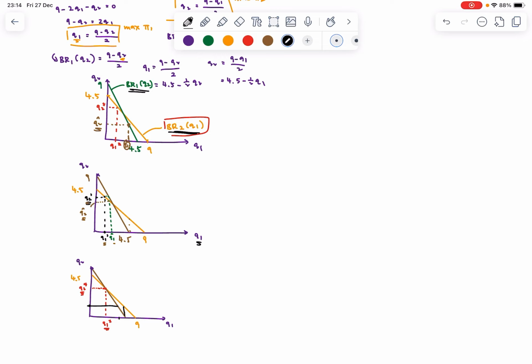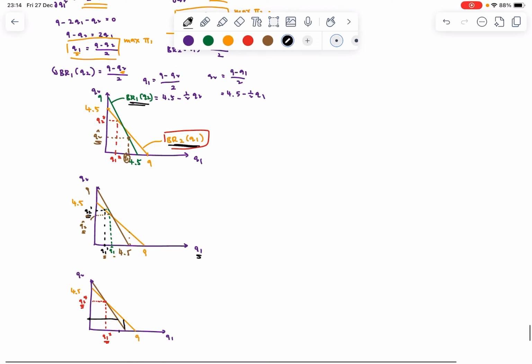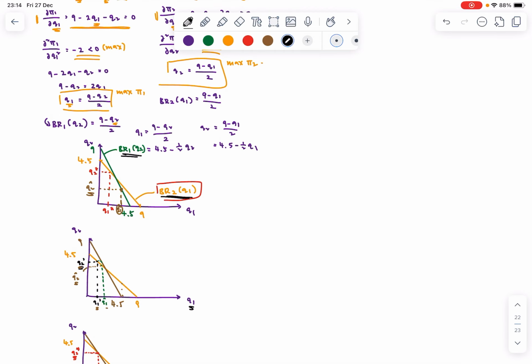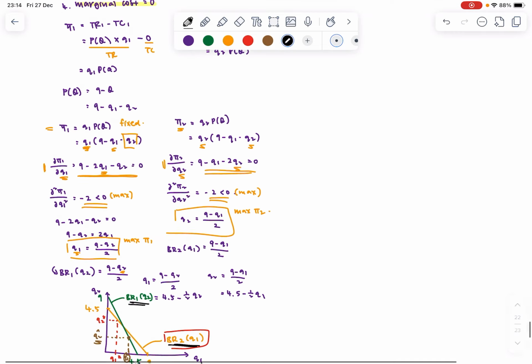The diagram illustrates why this is a Nash equilibrium, because at the point where they intersect, neither of the firms wants to change their quantity. Both of them are already playing best responses to each other.